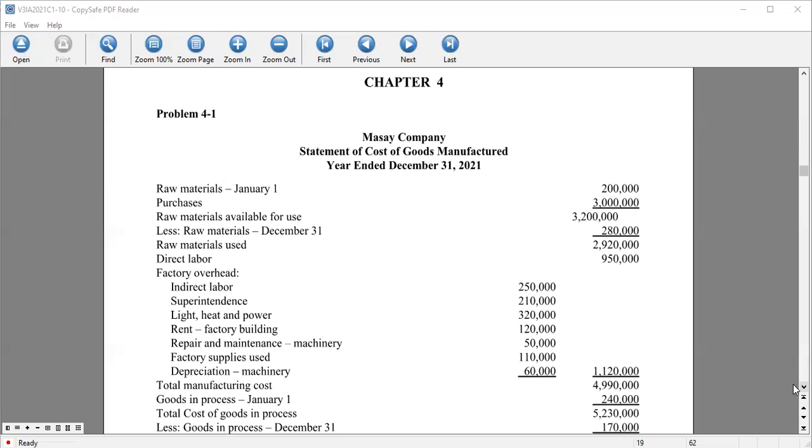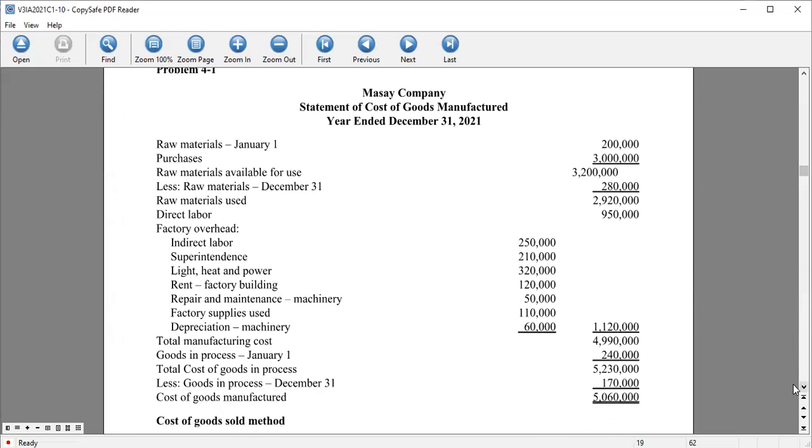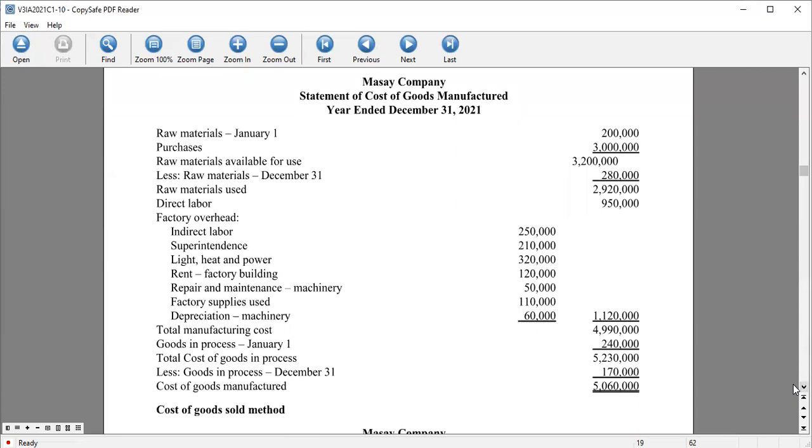Now for factory overhead, we have the following components: indirect labor, superintendents, light and heat and power, rent of the factory building, repair and maintenance of machinery, factory supplies used, and we have the depreciation of the machinery. Now take note that all of these factory overhead costs are costs incurred in the factory. Then we have the total of the manufacturing cost. Now remember, what are the manufacturing cost elements? We have raw materials, direct labor, and factory overhead. Now we call this the manufacturing cost elements.